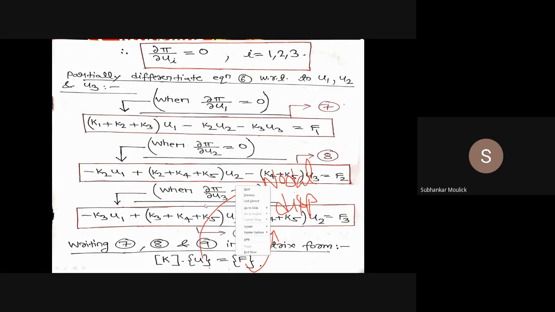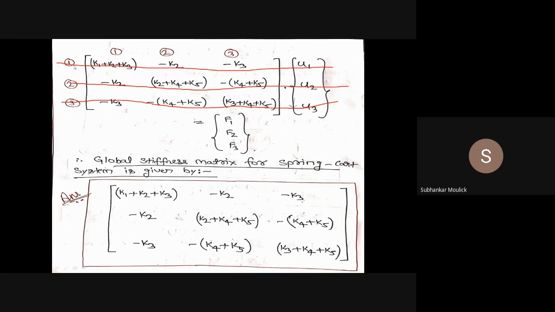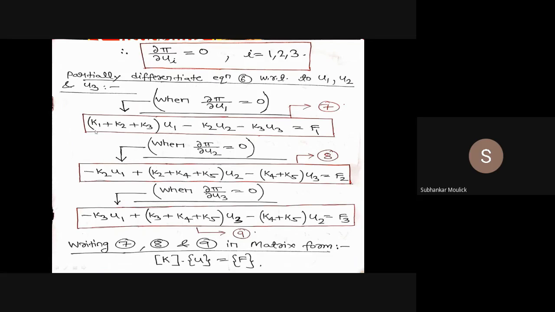Now I have this expression. Now I have to convert equations 7, 8 and 9 into matrix form. So I can say that if this is the first row, then this first row is of u1, the second row is of nodal point u2, the third row is nothing but nodal point u3, the first column is nodal point u1, the second column is nodal point u2, the third column is nodal point u3. So I can write, see, the coefficient of u1 is what? K1 plus K2 plus K3. The coefficient of u2 is minus K2. The coefficient of u3 is minus K3, which is equal to F1.